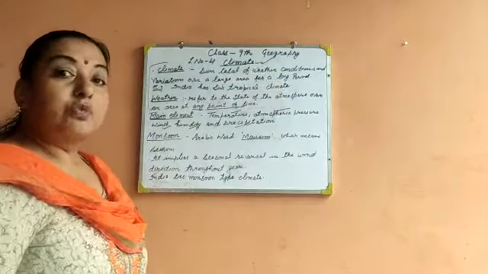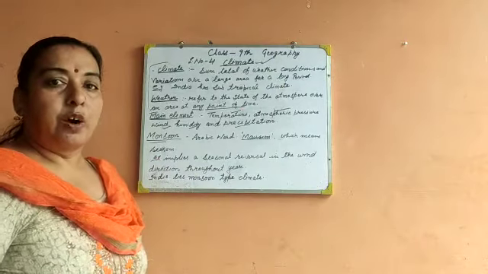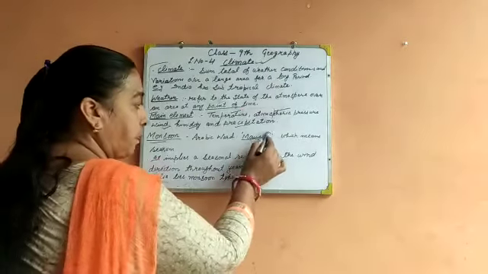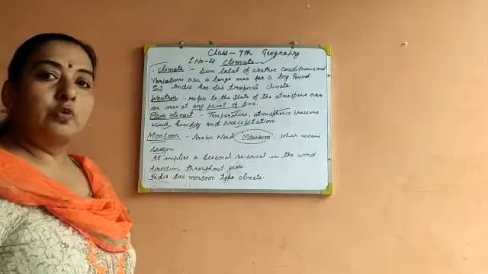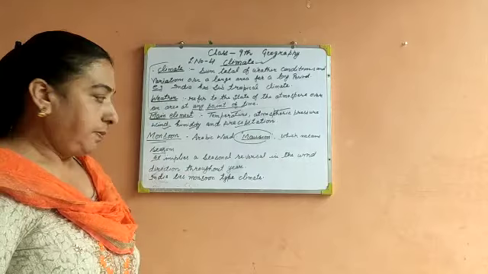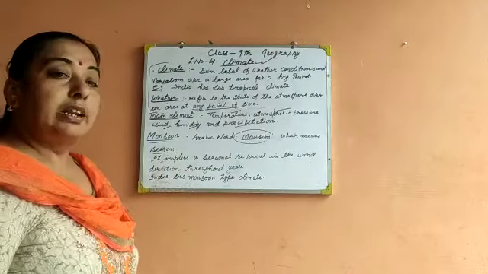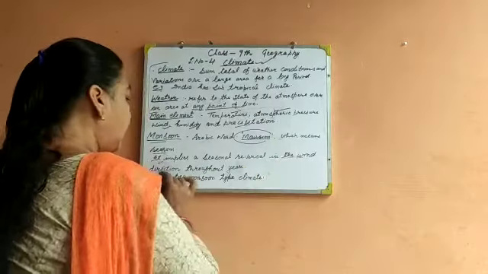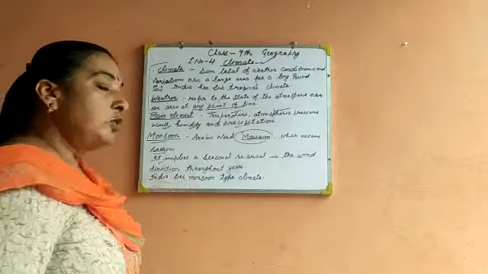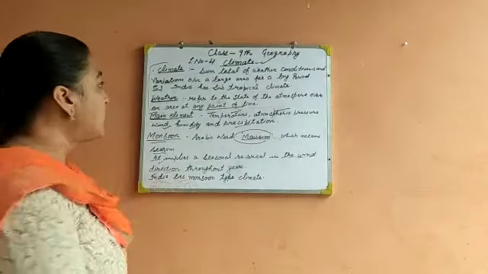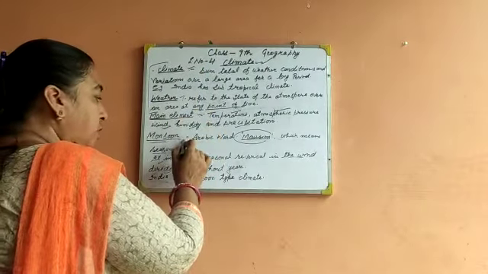Now, the next word is monsoon. The word monsoon is derived from the Arabic word mosam, and mosam means season. So the word monsoon is related to the season. It implies a seasonal reversal in the wind direction throughout the year. India lies in the monsoon climate. So students, we read climate, weather, and the main element, monsoon.